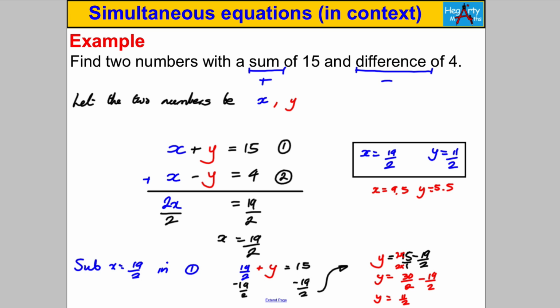Now, is it true that if you add these numbers up you get 15, and if you take them away you get 4? That add that is 15, that take away that is 4. Yep, I found the right numbers. But leaving them as improper is the way we usually do it. And we're done. We solved this problem using simultaneous equations. Let's try another one.